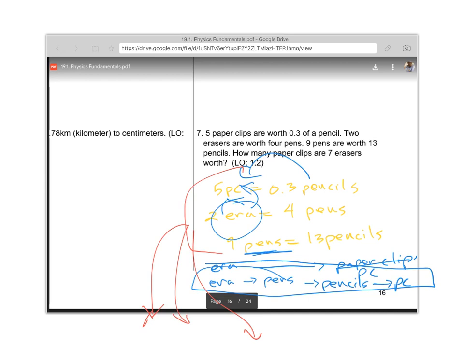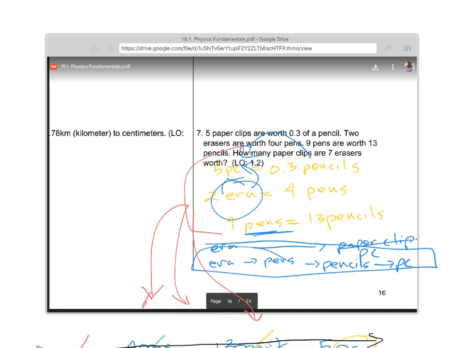So from here, you multiply across the top, and you multiply across the bottom, and then you divide the top by the bottom. I'm going to pause it to calculate. So if you multiply all the way across the top, you multiply across the bottom, and you divide the top by the bottom, you end up with 337 paper clips.